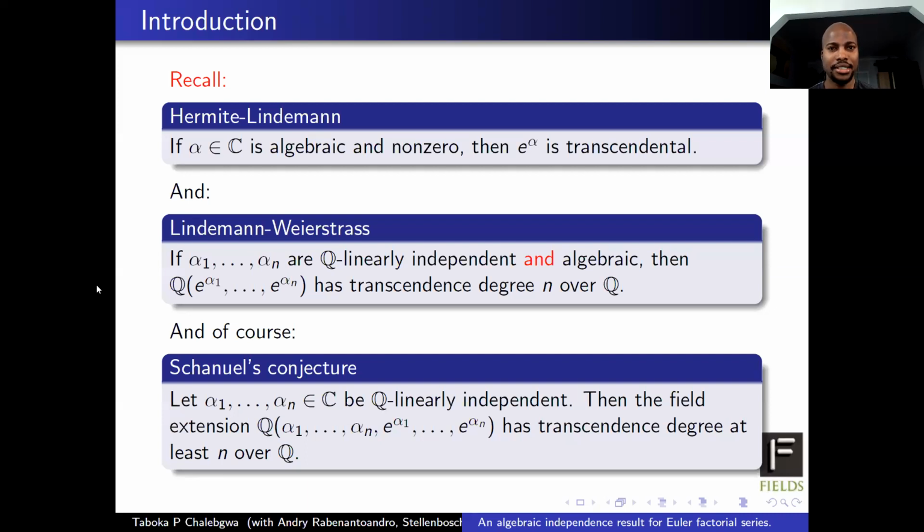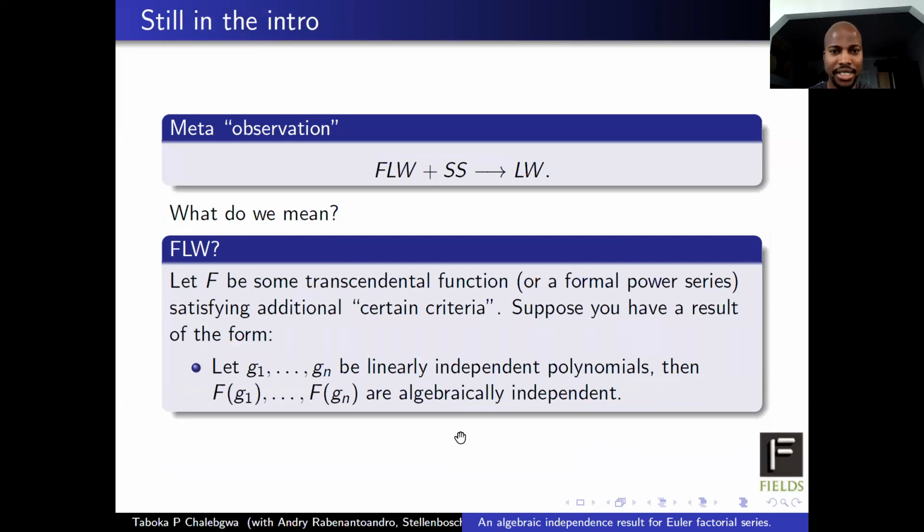And of course, there is the notorious and classical Schanuel's conjecture, which does not assume algebraicity of the n linearly independent complex numbers. It says that if you just have n linearly independent complex numbers, then at least n of the 2n numbers that you get from exponentiating your original tuple should be transcendental or algebraically independent.